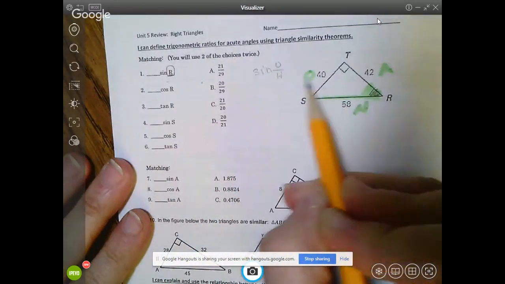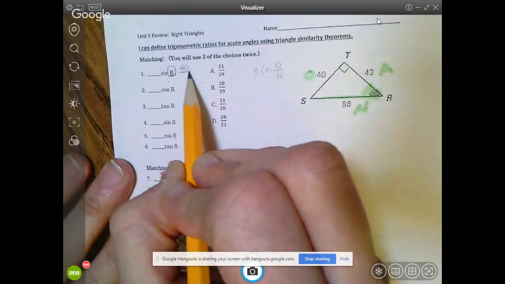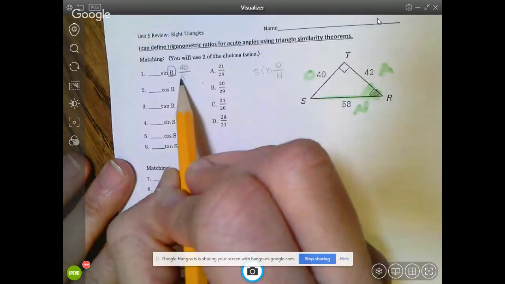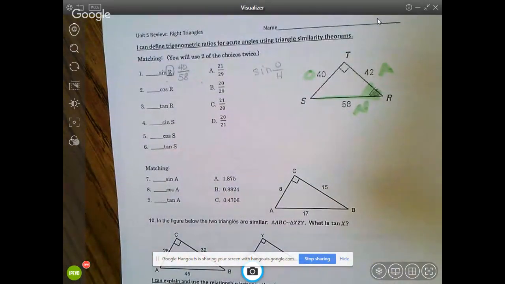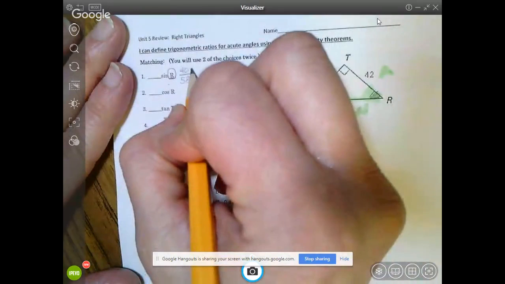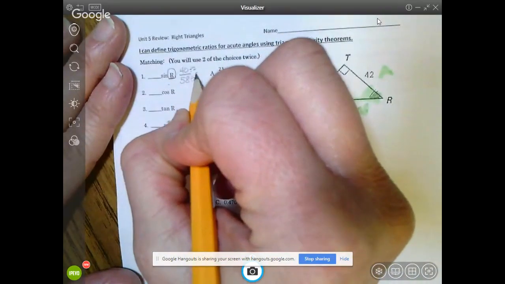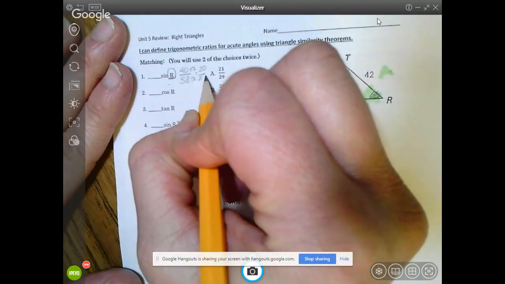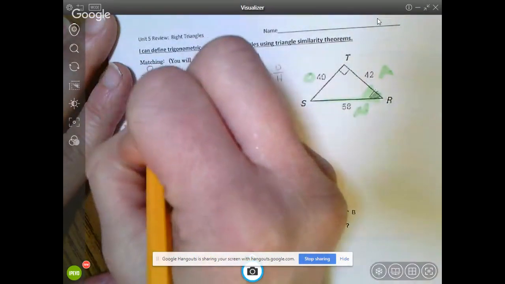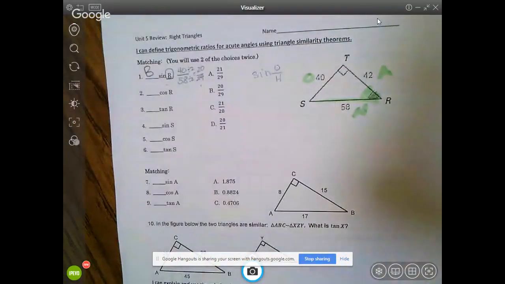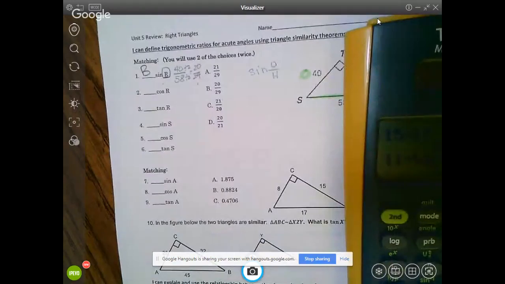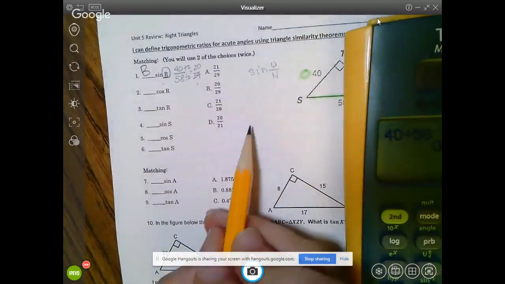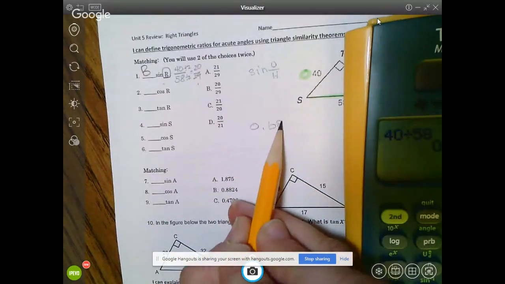So my sine is 40. My hypotenuse is 58. So all I need to do is reduce the fraction. There's 2 ways I can reduce the fraction. One is I can just divide the numerator and denominator by 2 and get 20 over 29, which is the correct answer. The other way that you can do it is kind of a hack, is if you just type in 40 divided by 58, we get a decimal of 0.689.